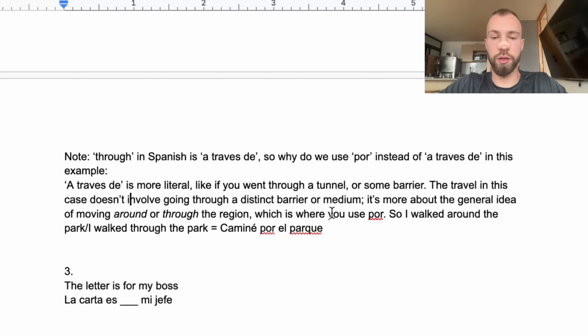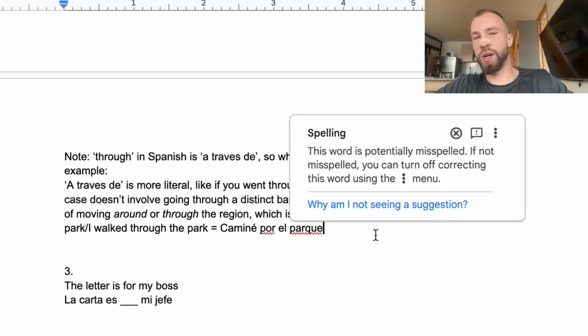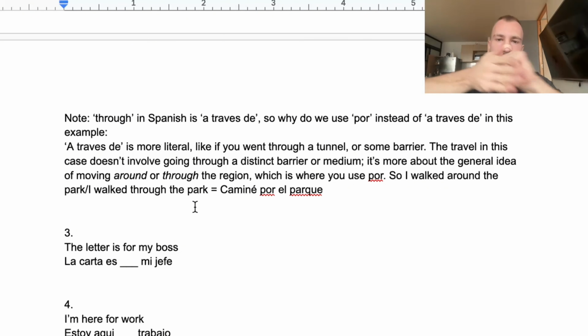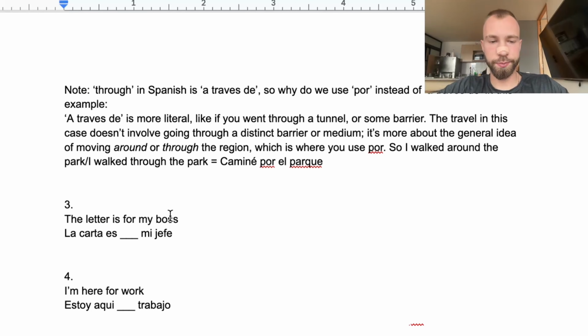So you use por. If you wanted to say, I walked around the park, you would say, caminé por el parque. Or if you wanted to say, I walked through the park, caminé por el parque. You wouldn't use a través de el parque. It wouldn't sound right. A través de is more like through, like actually through a barrier. Anyways, I hope that makes sense.